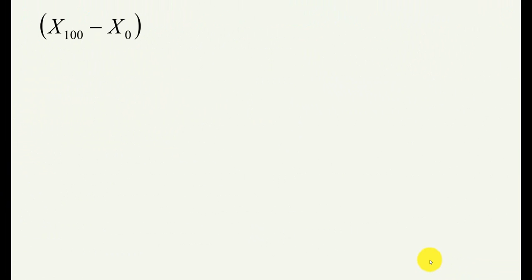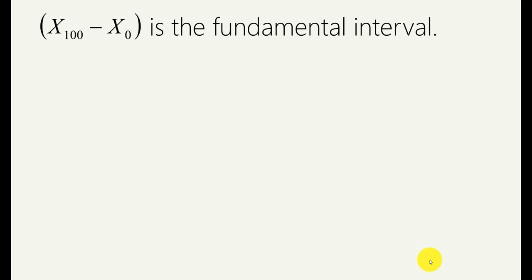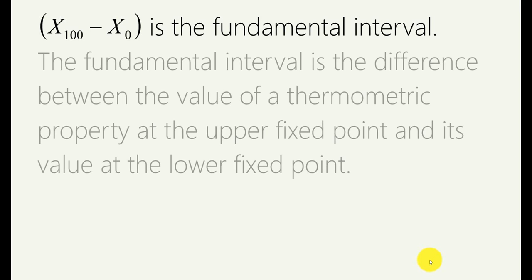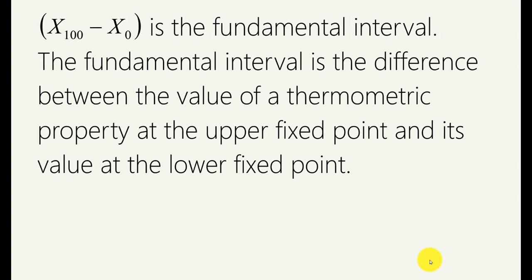Now x100 minus x naught is what we call the fundamental interval. By definition, the fundamental interval is the difference between the value of a thermometric property at the upper fixed point and its value at the lower fixed point. So we are saying the difference, subtraction, between the value of that thermometric property at the upper fixed point and the value of that thermometric property at the lower fixed point.